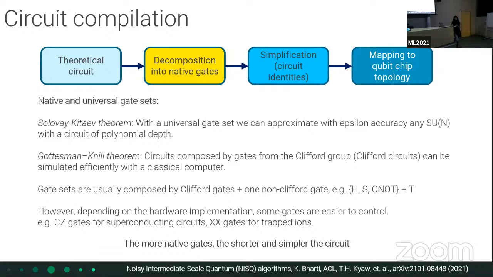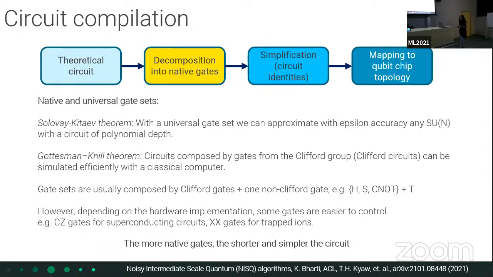Good news is that we have well-known theorems like the Solovay-Kitaev theorem and the Gottesman-Knill theorem, which means that we can represent technically any unitary transformation using a universal gate set. So using only single qubit gates and two qubit gates, we can do whatever we want. Another very different question is how can you find this circuit? These are only existence theorems that, yeah, it's technically possible, but it's your job to find it.